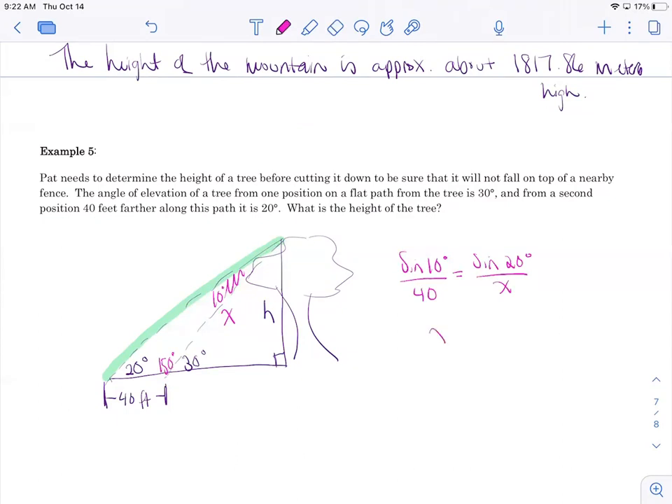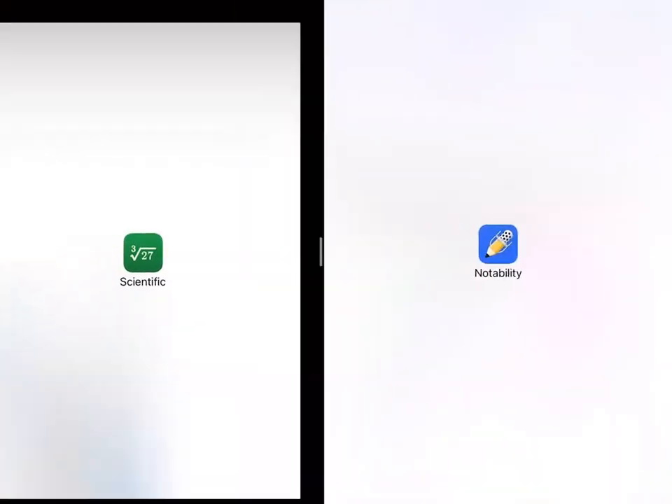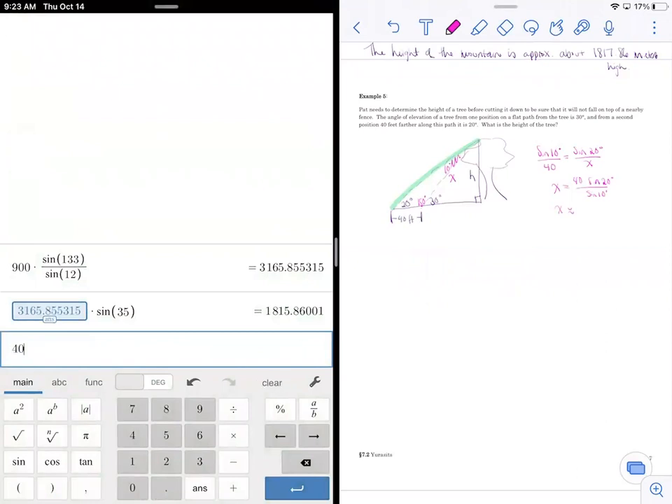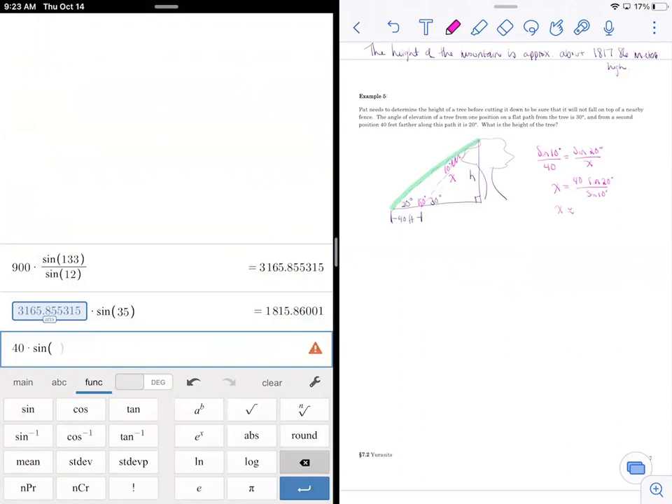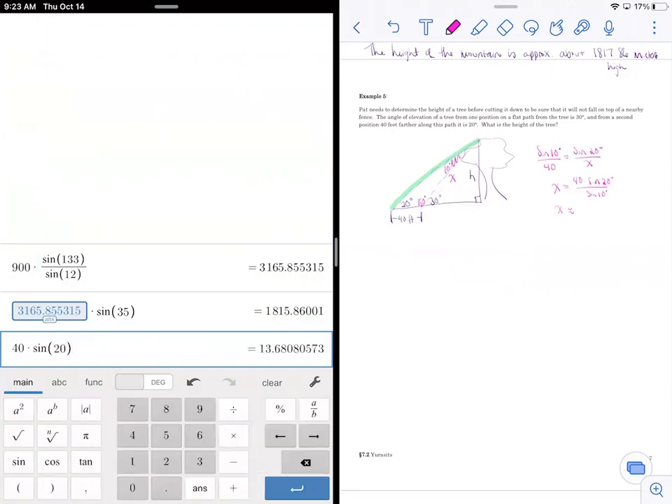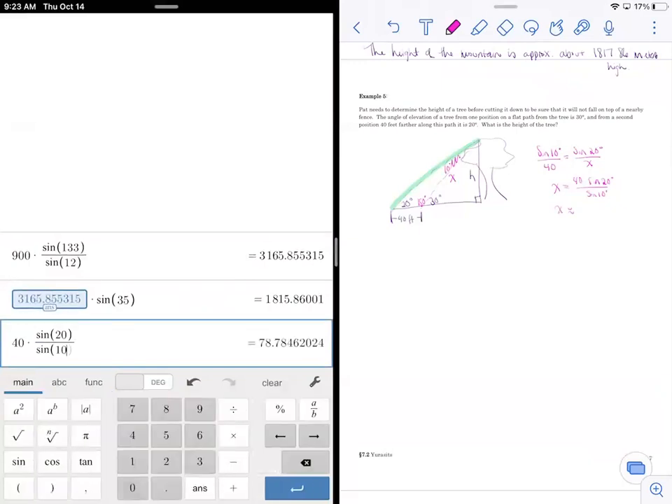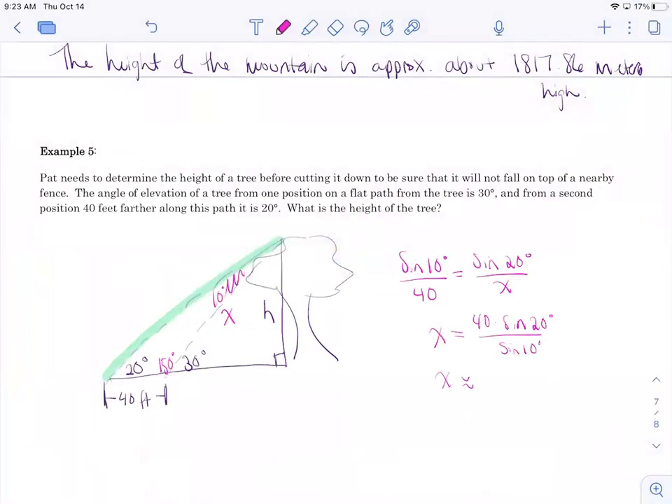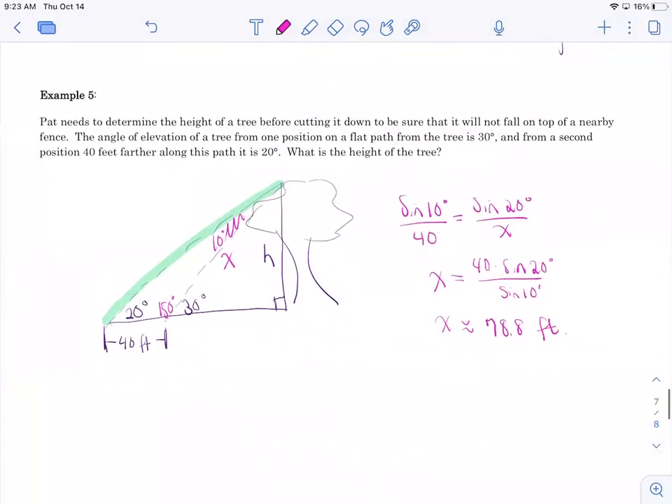Cross multiply, I'm going to save us time. That ends up being 40 times sine of 20 over sine of 10 degrees. So let's go ahead, 40 times sine of 20 divided by sine of 10. So I get 78.78. So I'll just say 78.8. Depends on how they want us to round. Okay, so now what we found is, I'm going to go ahead and replace it. We know that X is about 78.8 feet.